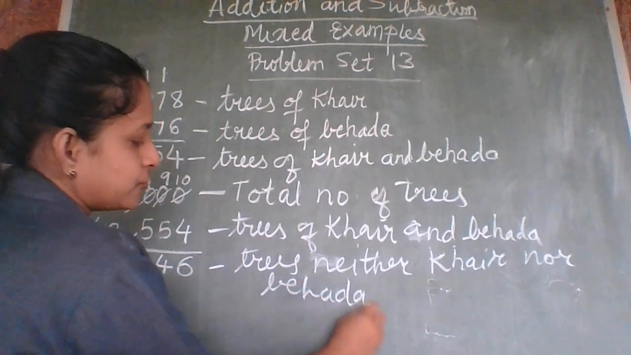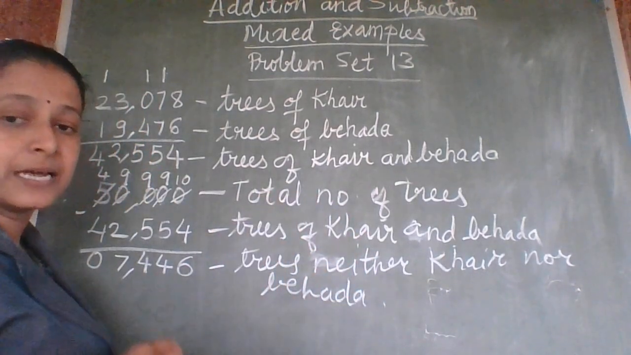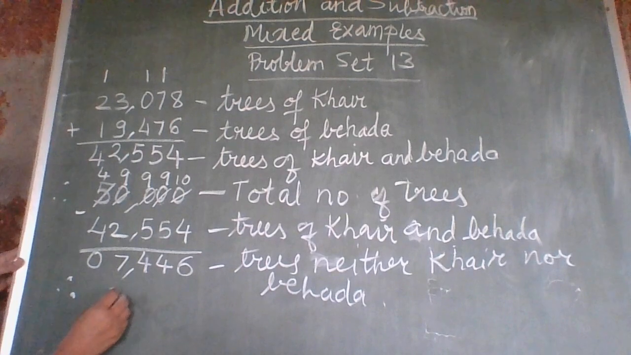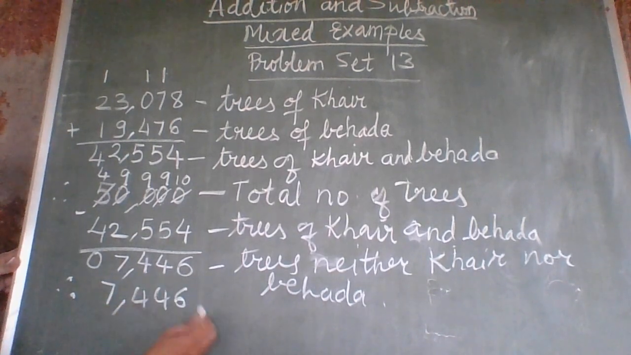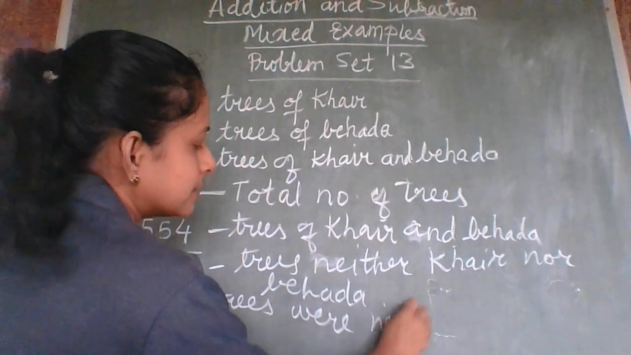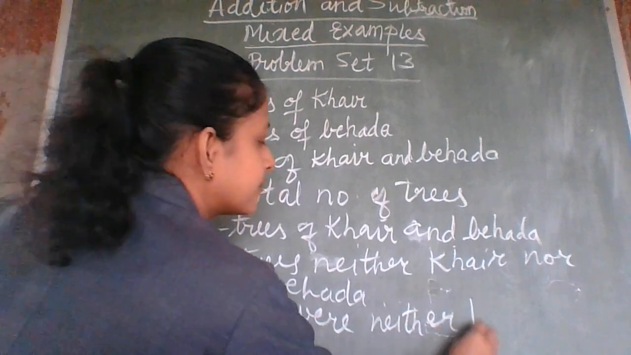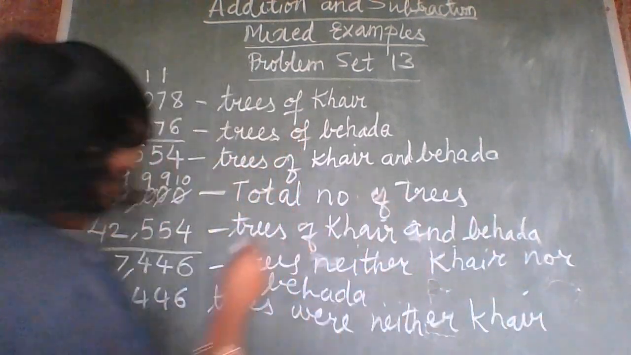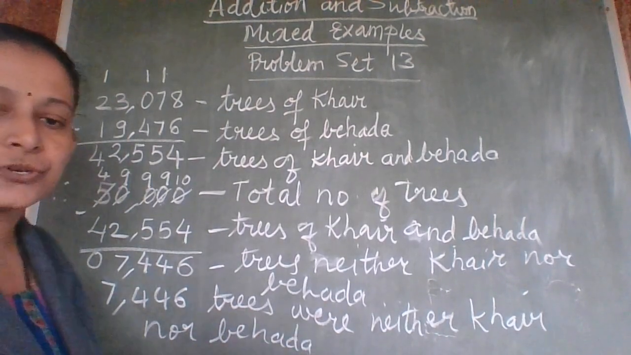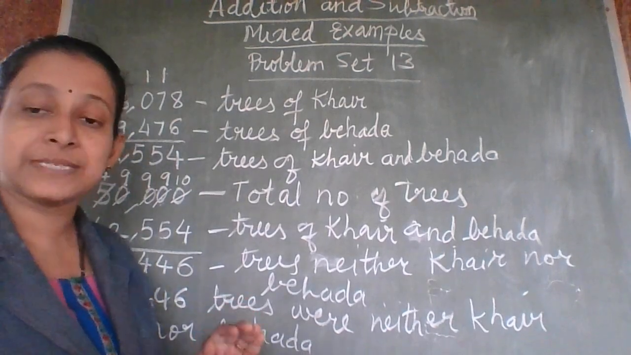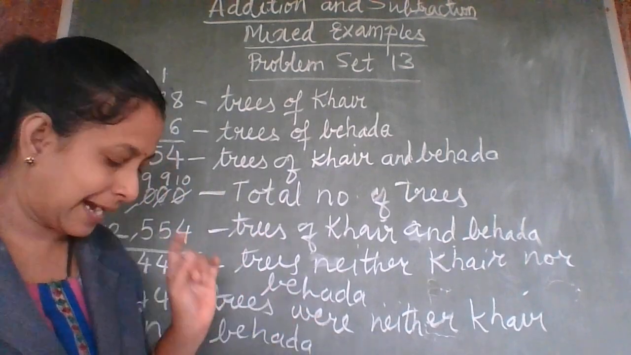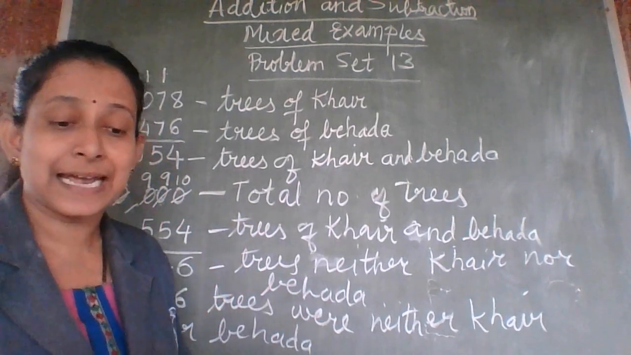Now, as you know, since it is a word problem, you need to always write a statement finally. So let's write the statement here. Therefore, 7,446 trees were neither khair nor behda. Okay, students, so this is the first problem from problem set number 13. I hope you have understood this. It is very simple. You have to just think practically. Let's go for the second question now.